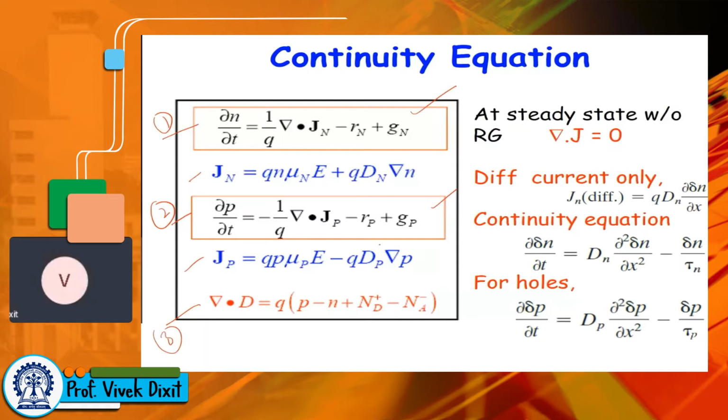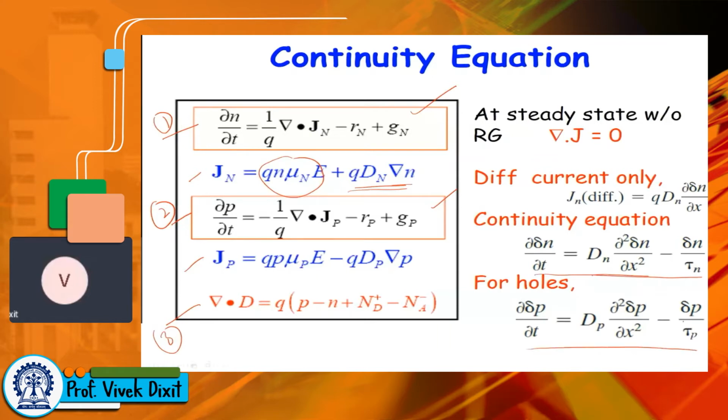Then if you only consider the diffusion current, that means there is no field. Only diffusion is there. So somehow you inject the carriers and you don't apply any field. There's only concentration gradient. In that case, the current is proportional to dn by dx, so the derivative of current will become d2n by dx square, and q will cancel. So you can write dn by dt is diffusion coefficient times d2n by dx square minus delta n by tau. So this is also a continuity equation.